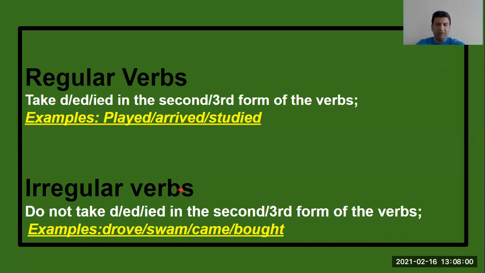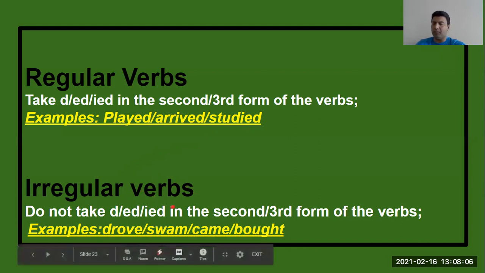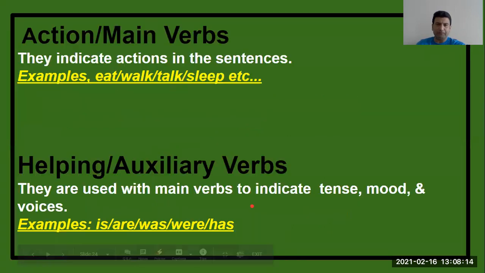Next, we have irregular verbs. They are different than regular verbs because they do not take D, ED, or IED in the second or third form of the verbs. And the examples are drove, swam, came, bought. After that, we have action or main verbs. As the name indicates, they show the main action of the sentences. The examples are eat, walk, talk, sleep, etc.